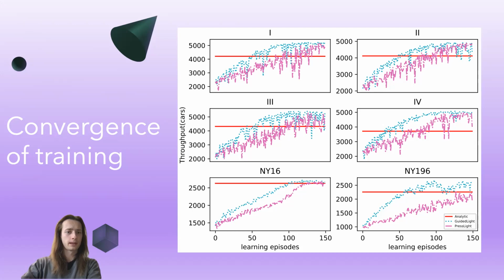And here we can see the learning episodes required by the machine learning methods to converge. It can be seen that about 50 training episodes are needed for the guided light method to reach the level of performance of the analytic solution, while press light needs around 75 episodes. And thus, we could consider guided light a more sustainable method than the alternative reinforcement learning method press light, since it just requires less training, less computational power, and so fewer resources.